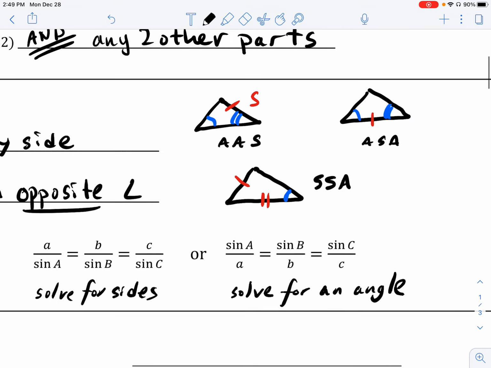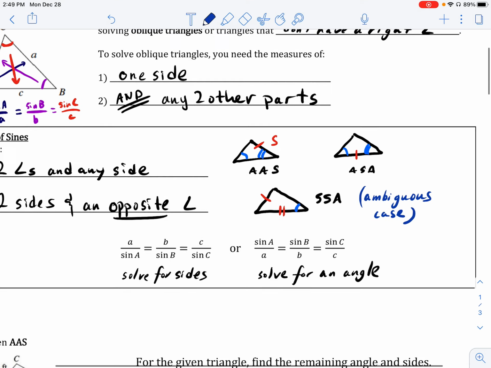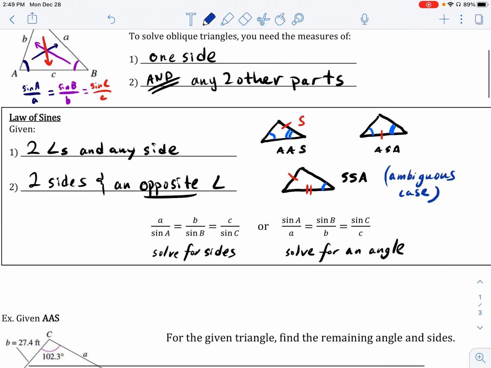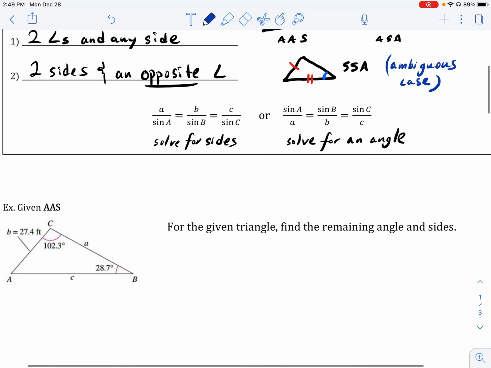One quick thing I should note: in this video, I'm going to specifically focus on an AAS and an ASA case. The SSA case is what we call an ambiguous case, and I will discuss this in our next video lesson because it requires a little bit more conversation. So let's use the law of sines right now just to solve a given oblique triangle.